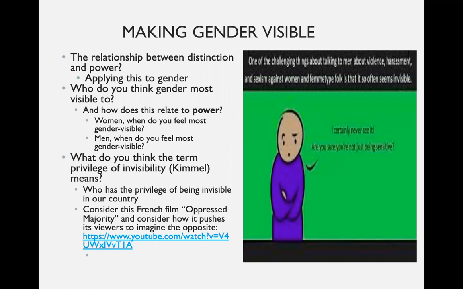And so it really makes us start thinking about this relationship between gender and power. And one way you can think about this is oftentimes when and where you feel gender visible. Because in the gender hierarchy, women are at the bottom of the hierarchy, they oftentimes feel gender visible in places and spaces where there are not a lot of women.